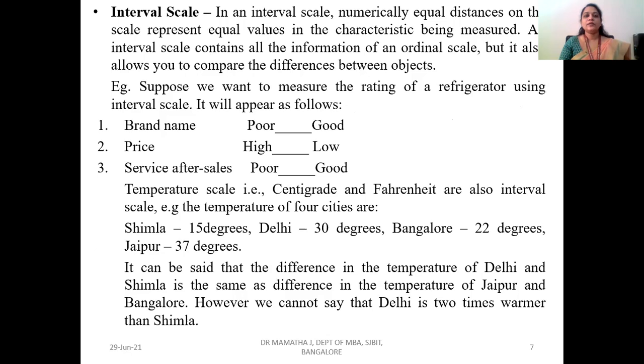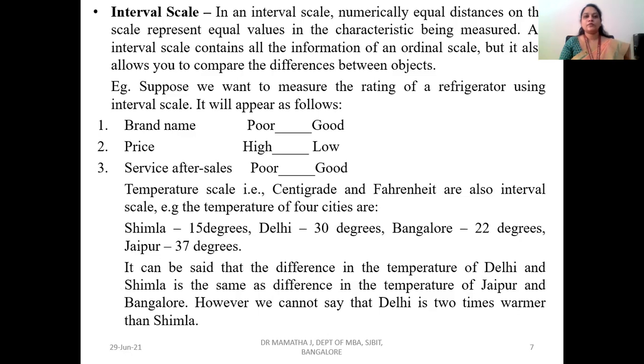Here it gives a difference between each parameter. The numerical equal distances on the scale represent equal values in the characteristics being measured. For example, suppose we want to measure the rating of a refrigerator on the interval scale. It will appear as the following. You can see it on the slide.